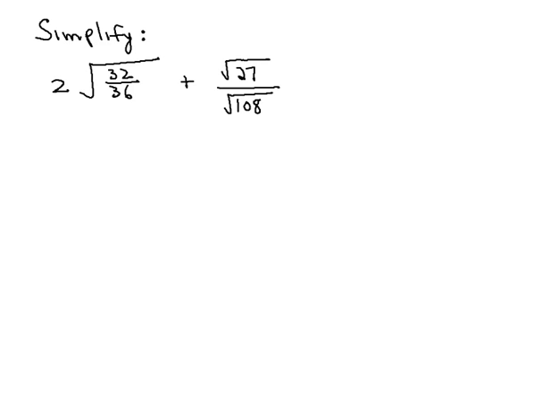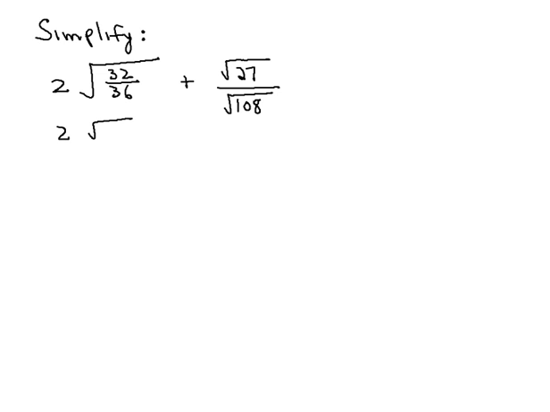Now for our next example involving the addition of radical terms, we're going to take a look at a case where each of the terms contains fractions. And what we have is 2 times the square root of 32 over 36 plus the square root of 27 over the square root of 108. So I'm going to work with each term separately, simplify completely, and then we're going to combine them together in the end. So for the first term, we can rewrite this using the quotient property.